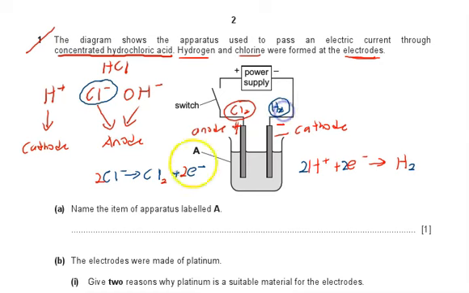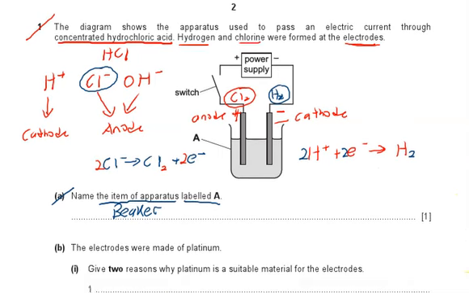Okay, now we go through the questions one by one. Name the item of the apparatus labeled A. Okay, they are asking for this one. This one is a beaker. Okay, we move to the next one.